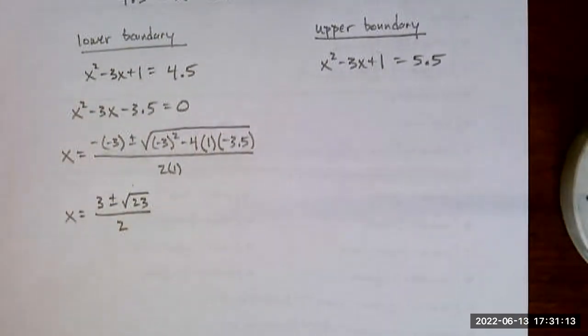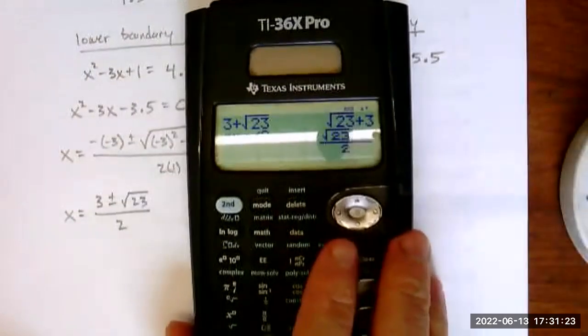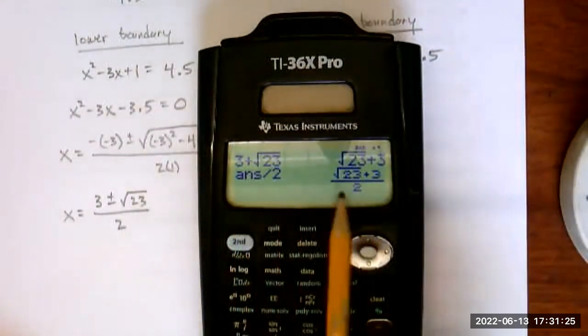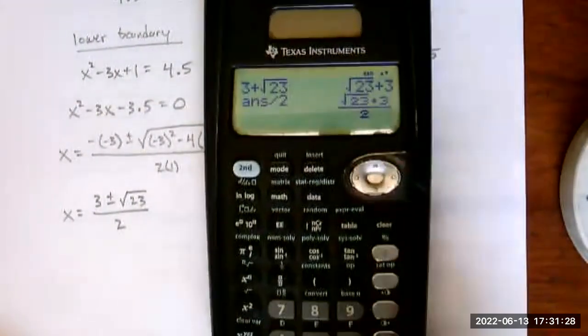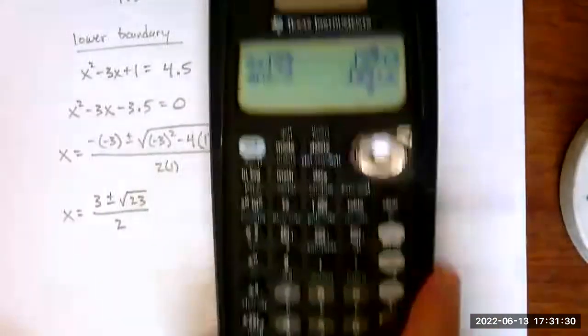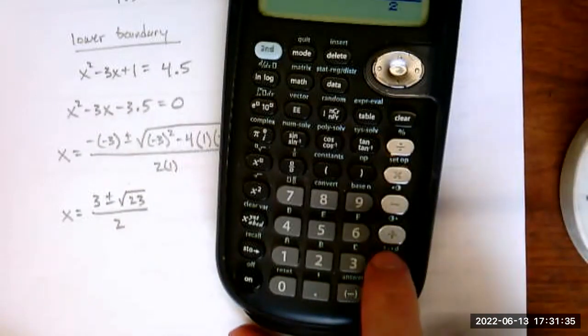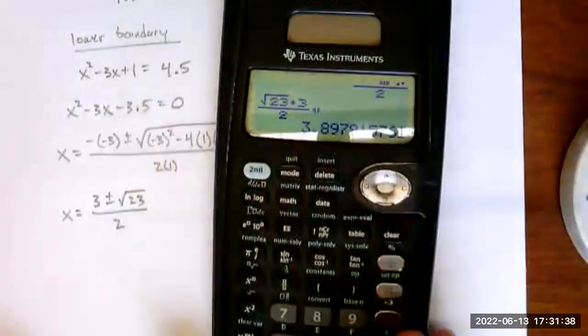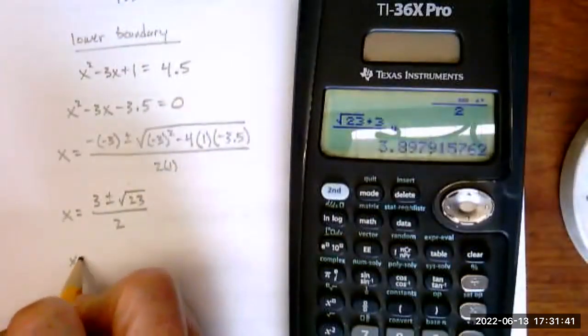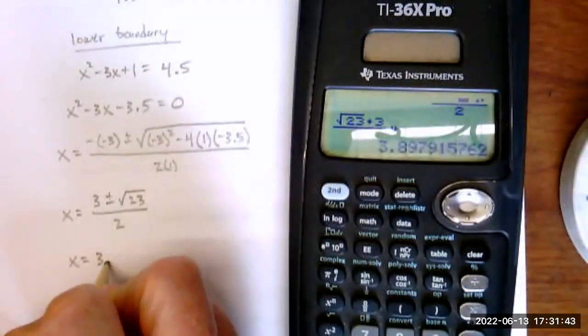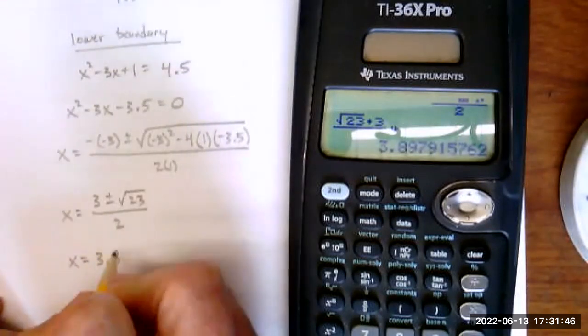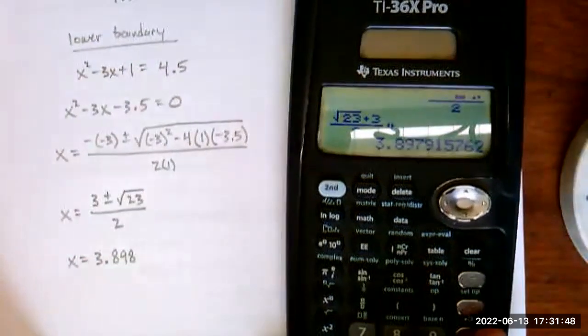Let's see here. Try my calculator. 3 plus the square root of 23, divide that by 2. Here's what I'm getting in my calculator. It's not giving me the decimal. So if you've got a calculator like mine, the 36X, you can hit this little double arrow on this button, and that will convert it to a decimal. Pretty nifty. Okay, we got to round to 3 decimal places. 3.898 when you round it.